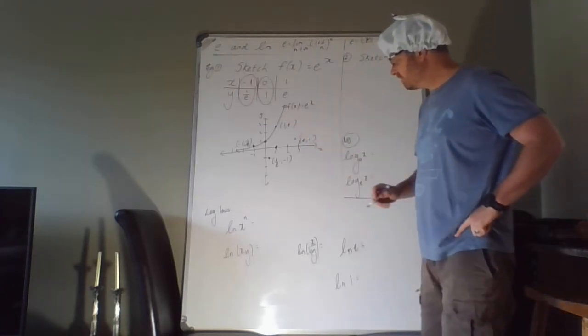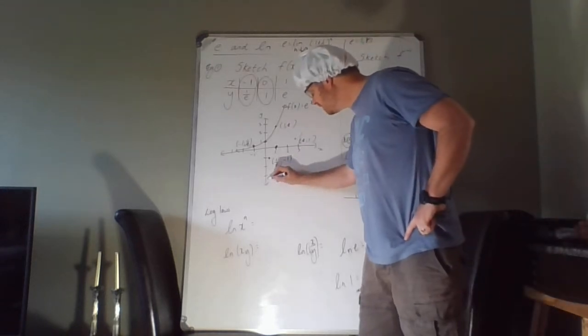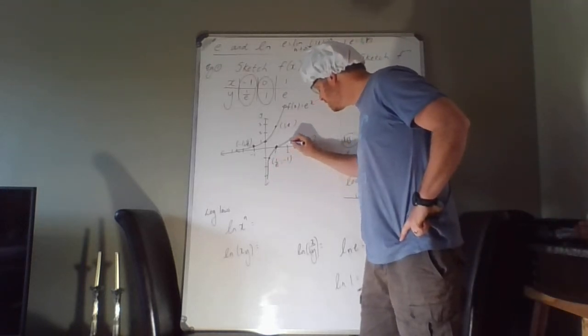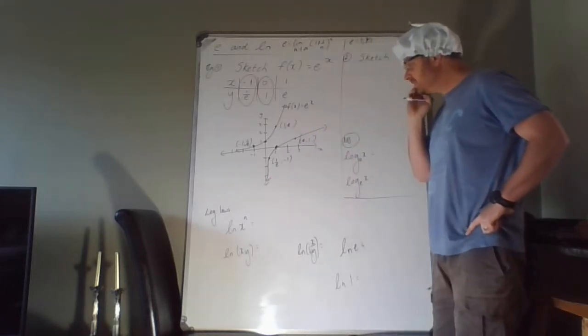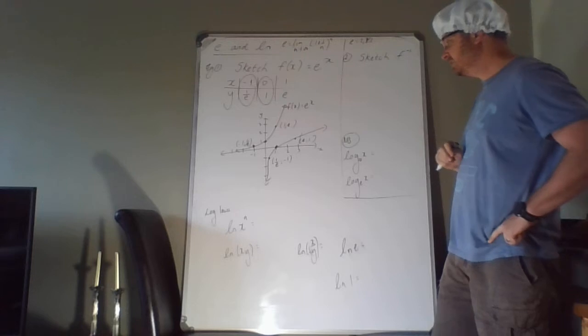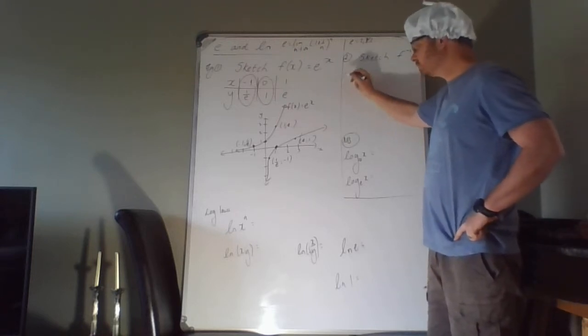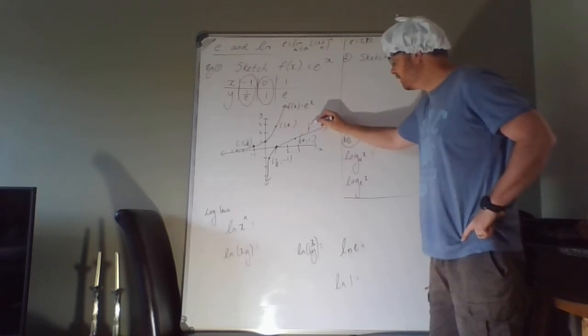on the inverse. If I sketch the inverse of f, you can see it's got the shape of a log graph, and that's because it is a log graph. So this is f^-1(x).